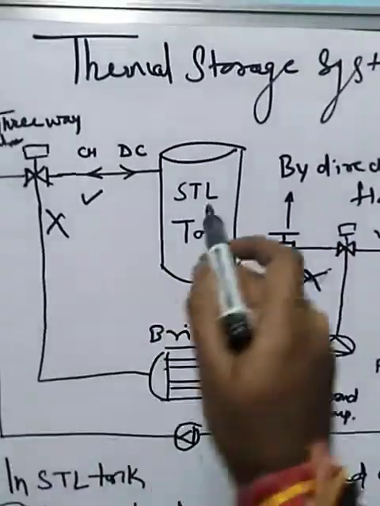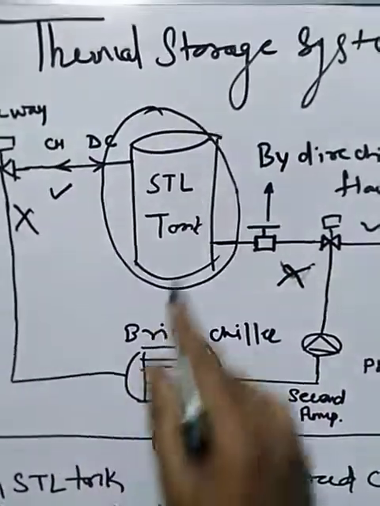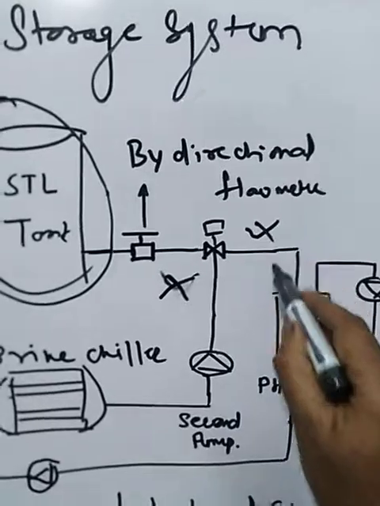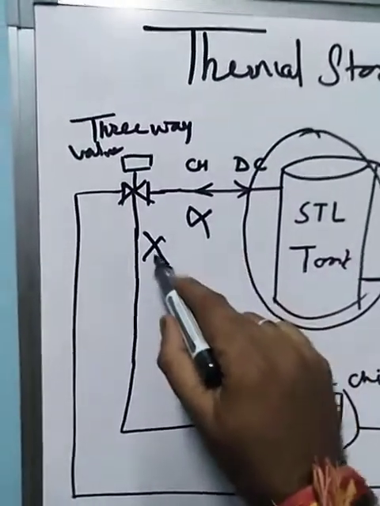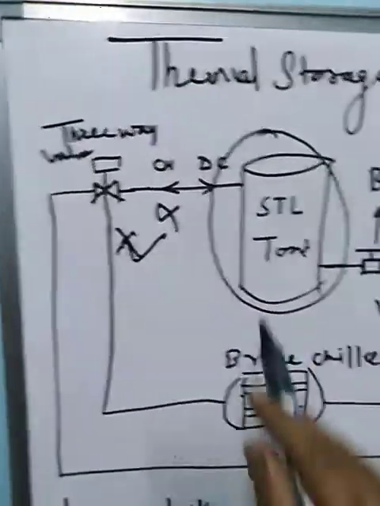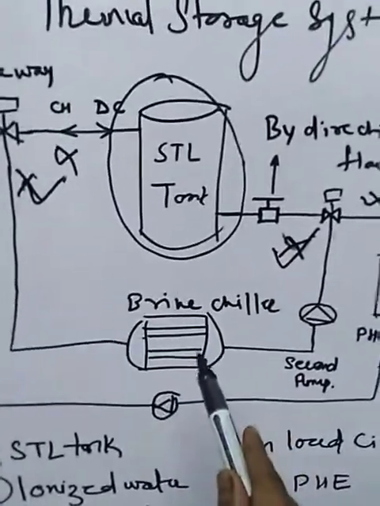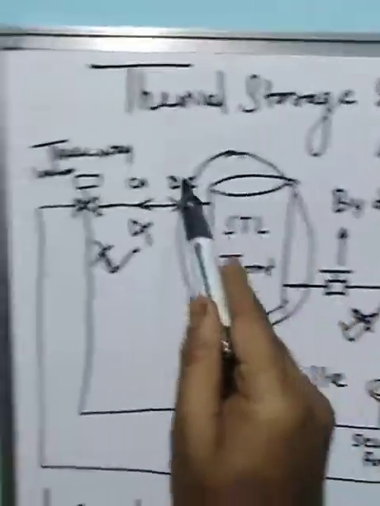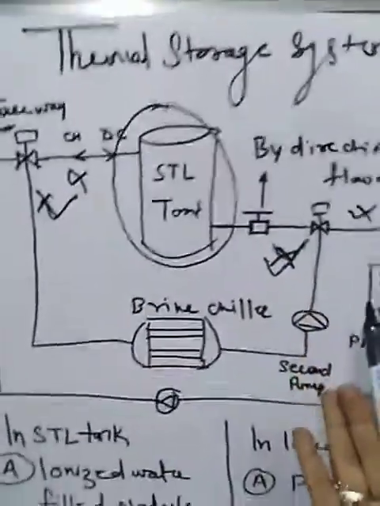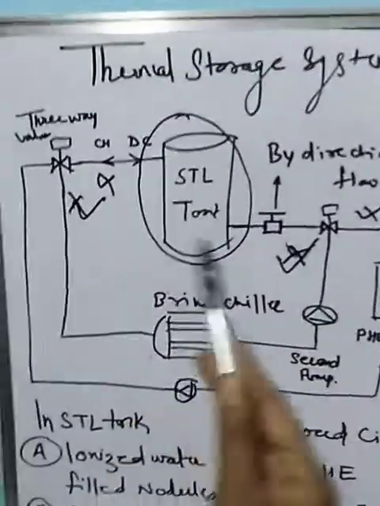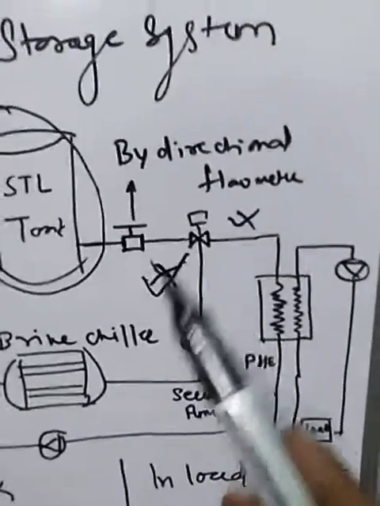Once the complete STL tank is discharged from the system, this circuit will again close. This circuit will again be on. This is closed now. This is off. On when the STL tank is completely discharged. Now the idea is to start the brine chiller, the pumps, this whole small circuit. Again the charging will be done. Then the discharging will be done. So I believe in brief you have understood what a discharging and charging system is.